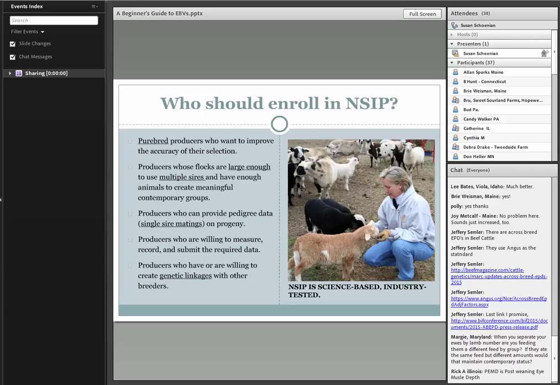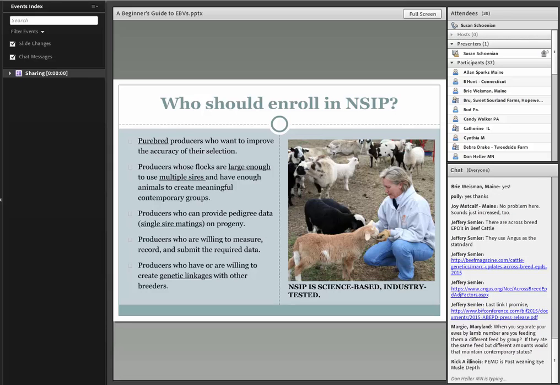Producers who are large enough so that they can use multiple sires. You need to be big enough so that you can and are willing to use at least 2 sires, and you have enough lambs to create meaningful contemporary groups. Yeah, you can have a contemporary group of 3, but you know what? It's better if it's 20, it's better if it's 30.